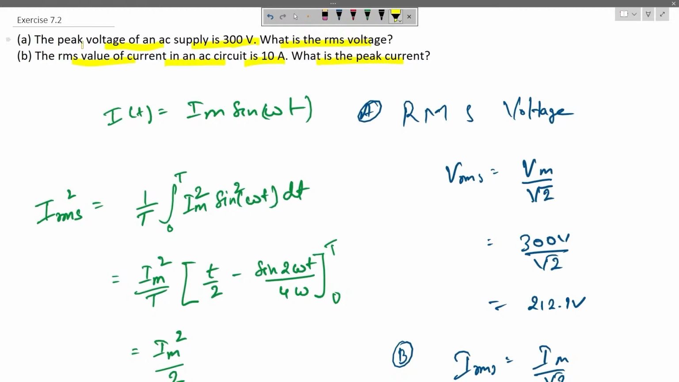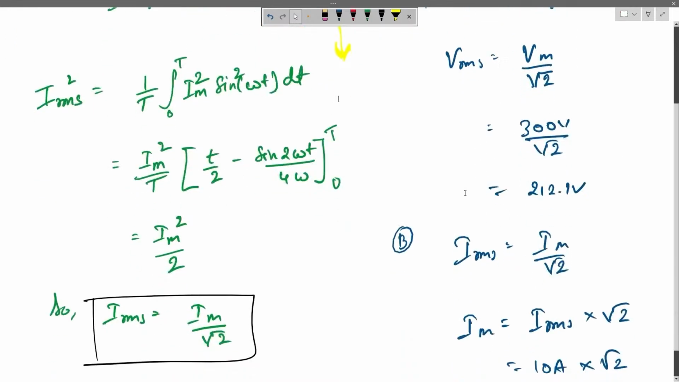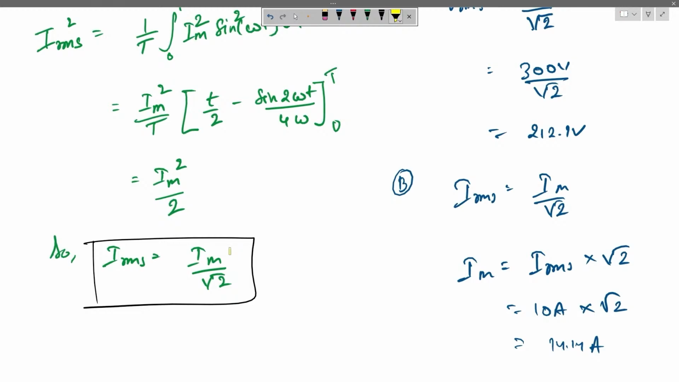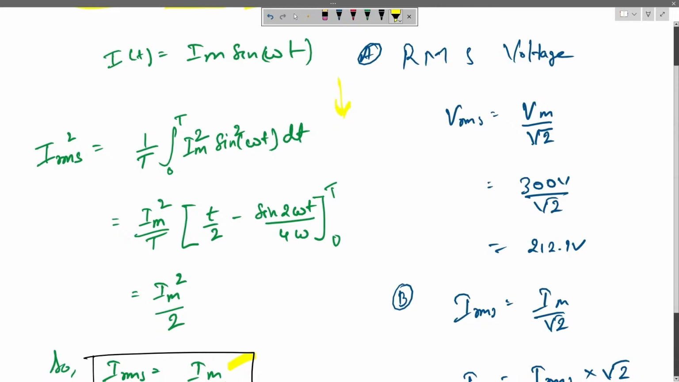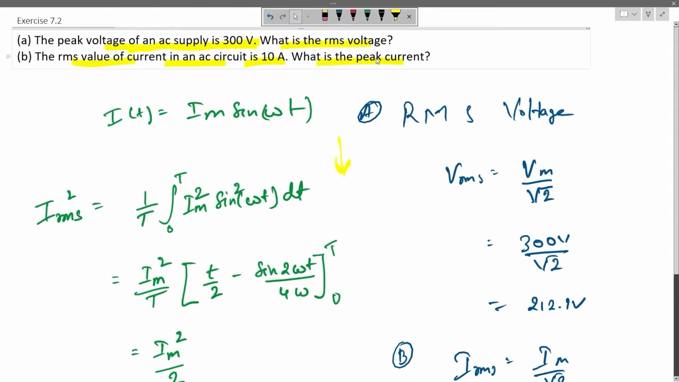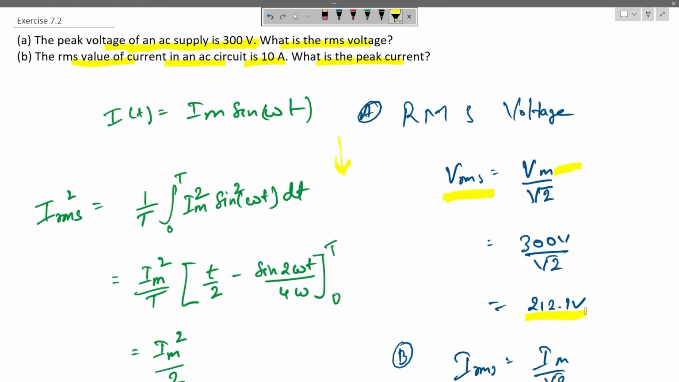So we have to find out here the peak voltage of an AC supply at 300 volt. From the derivation in the previous question we came to know that I RMS is equal to Im, or the peak current, divided by root 2. Now this goes the same with the voltage, that is V RMS would be equal to V peak divided by under root 2. The question asked what is the RMS value of voltage, that is V RMS. We have been given the peak voltage of 300 volt. So upon using this formula we will get to know that V RMS is equal to 212.1 volt.